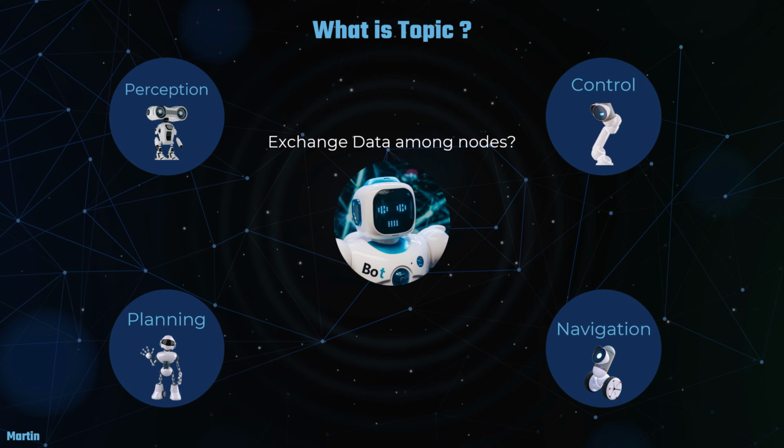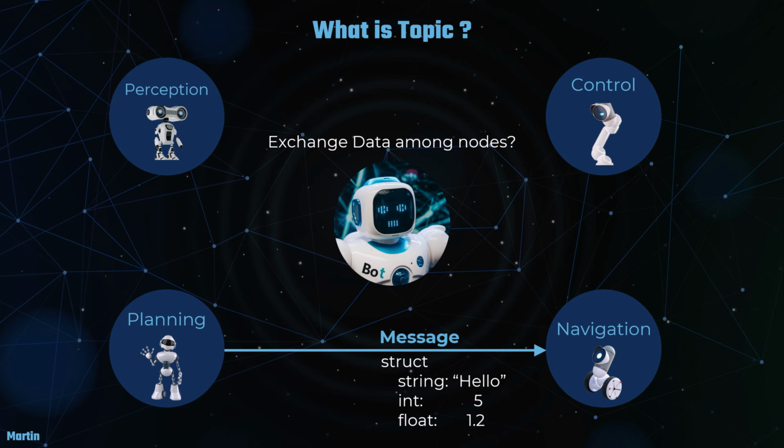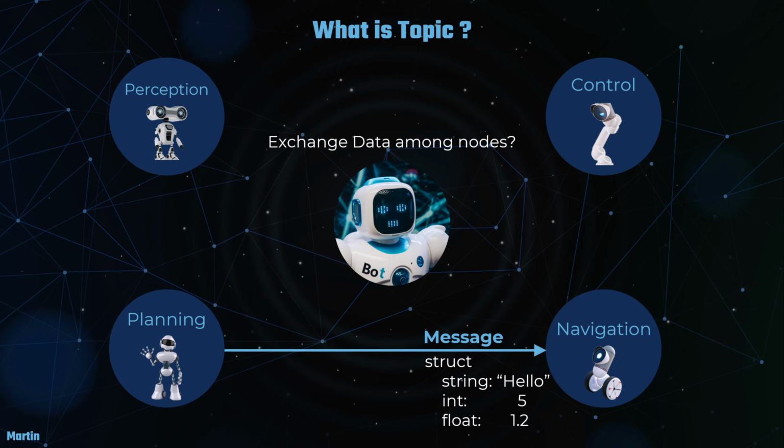What is a ROS2 topic? A ROS2 topic is a fundamental mechanism used for exchanging data among ROS nodes. It acts as a channel through which nodes can communicate by sending and receiving messages. In this setup, a publisher node is responsible for publishing messages to a topic, while a subscriber node listens to that topic to receive the messages.